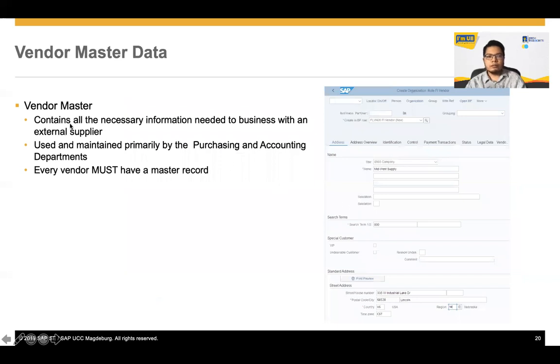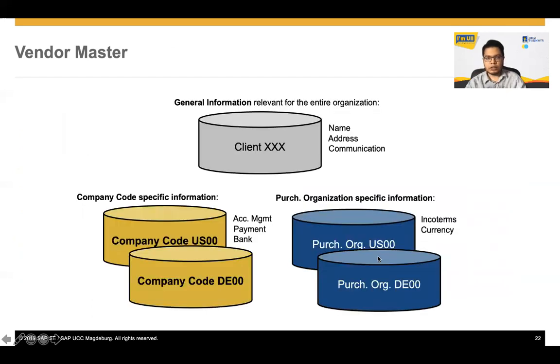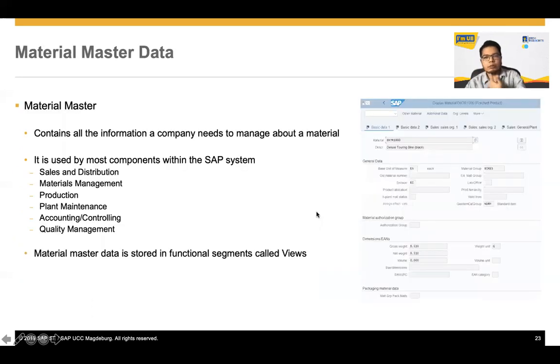So vendor master contains all the necessary information needed to do business with an external supplier. Every vendor must have a master record. So this master data keeps all of the vendor information. There are client level, company code data, and purchasing organization data. As you can see, several vendors are categorized in a specific purchasing organization, usually close by location, etc. So this is the information contained in vendor master data.